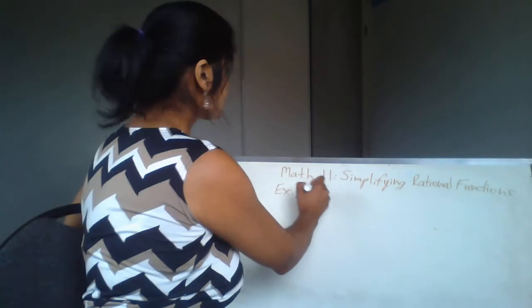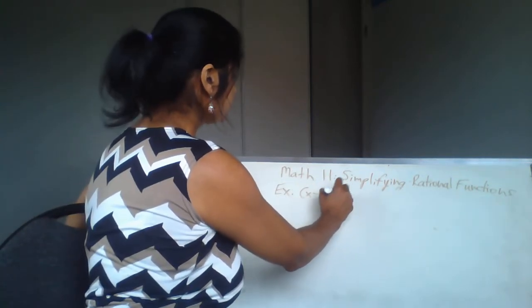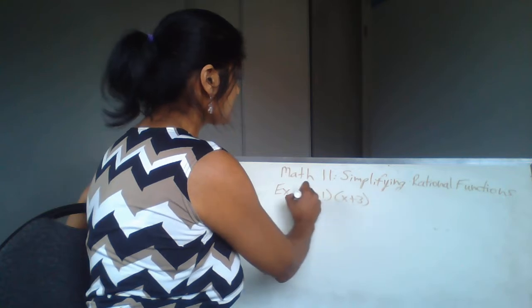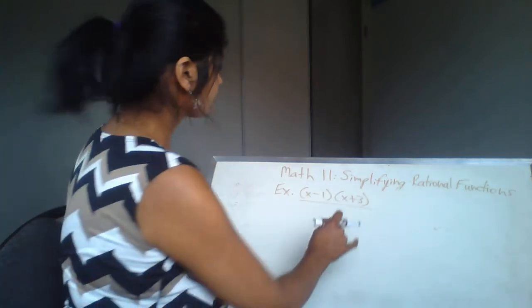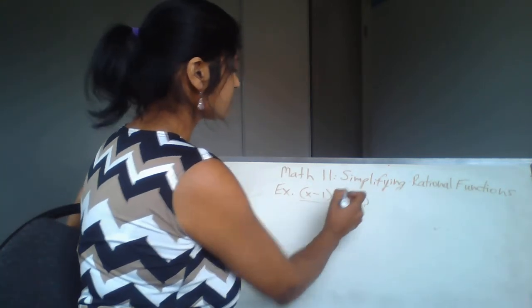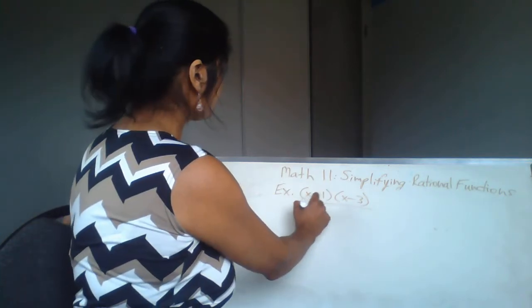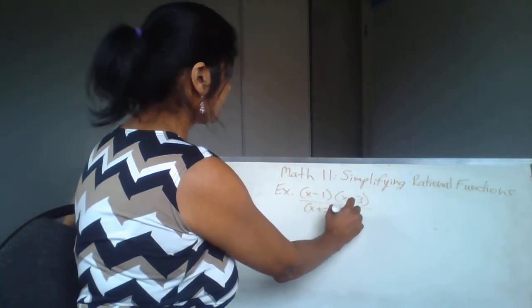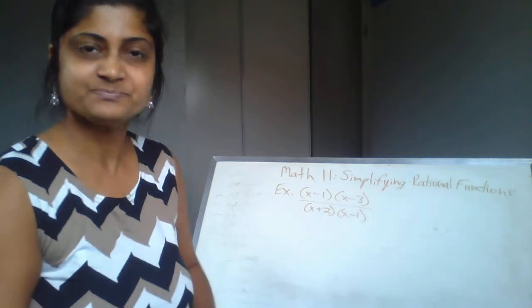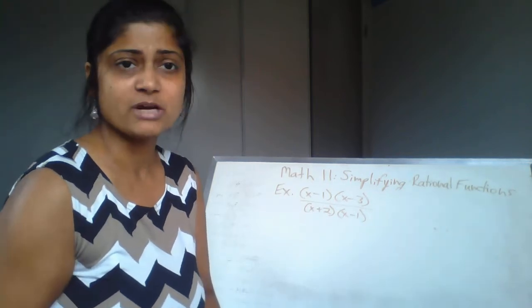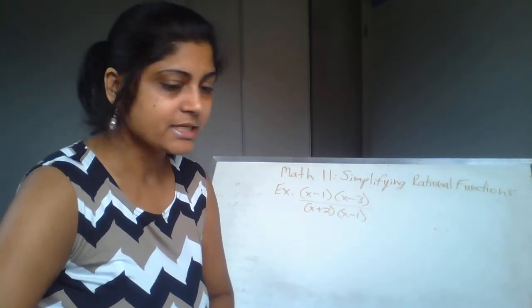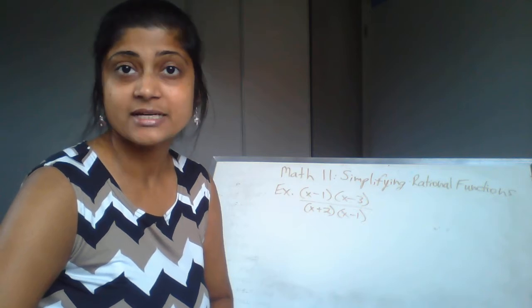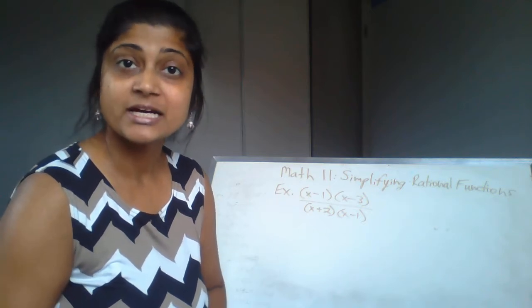Okay, I'm going to write this out. So I have x minus 1 and x plus 3 on the top. Okay, or actually let's make them both minus. Okay, and on the bottom I have x plus 2 and x minus 1. Okay, so this is actually what a rational expression looks like.